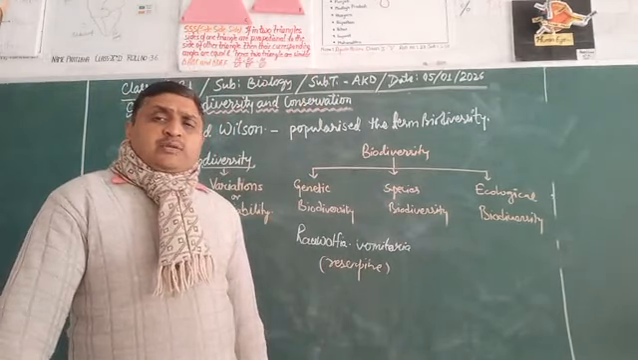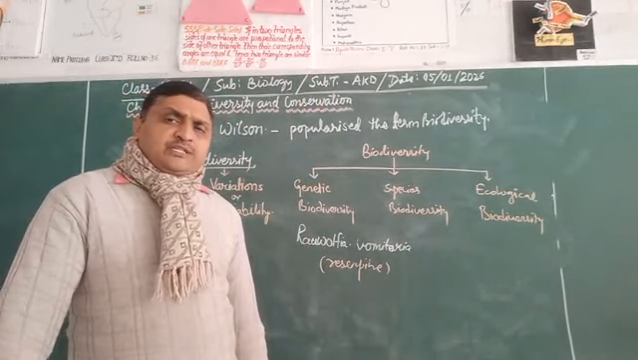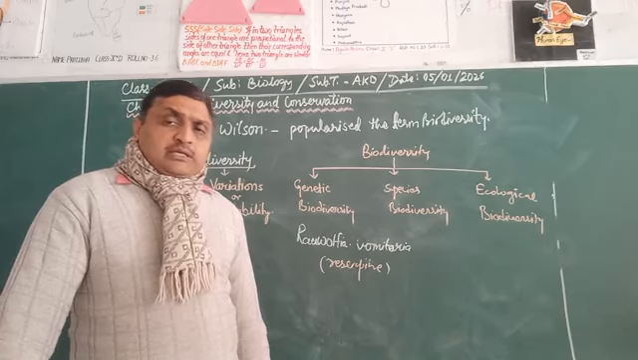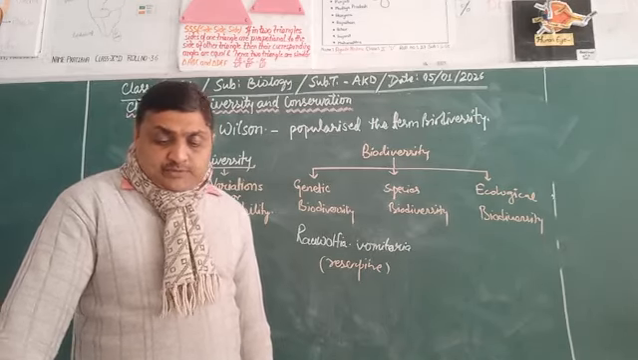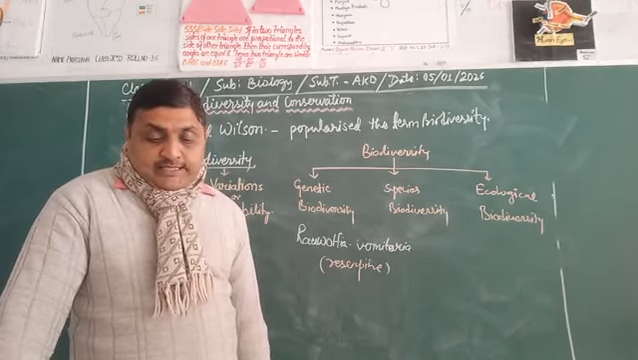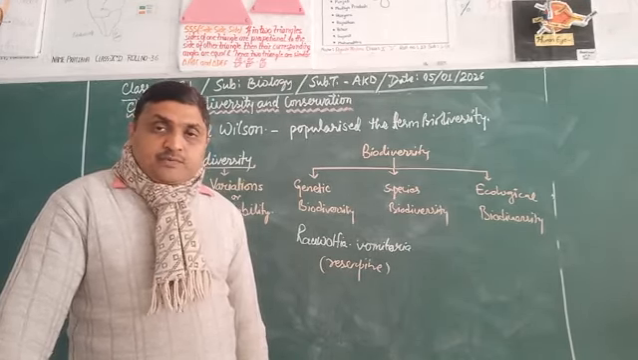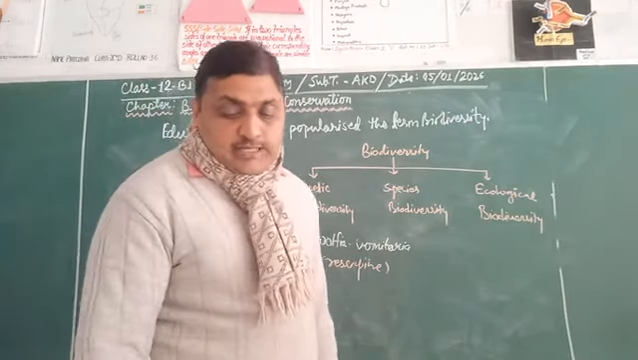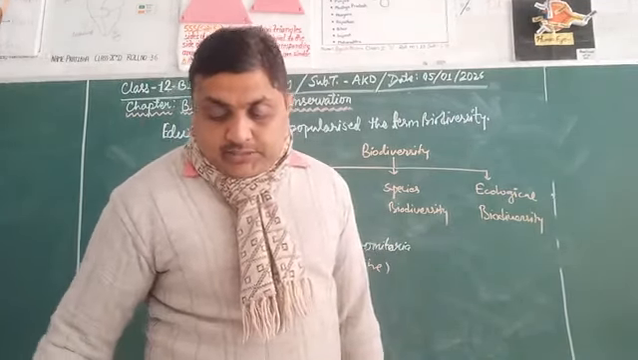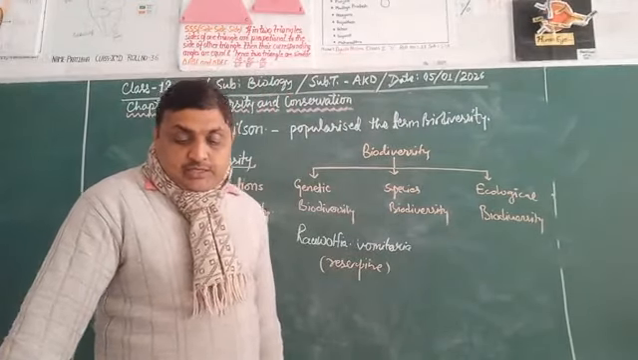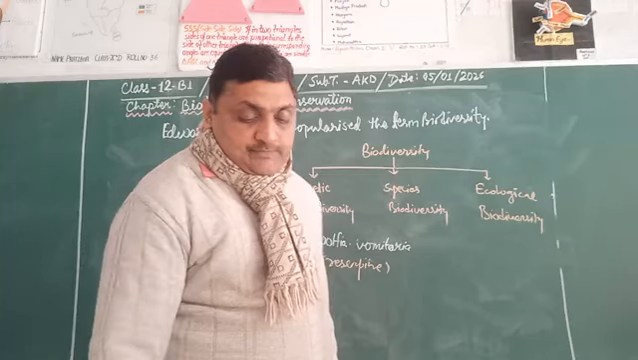If we discuss how many species are present on the earth and in India, we go by the data of the IUCN, which stands for the International Union for Conservation of Nature and Natural Resources.